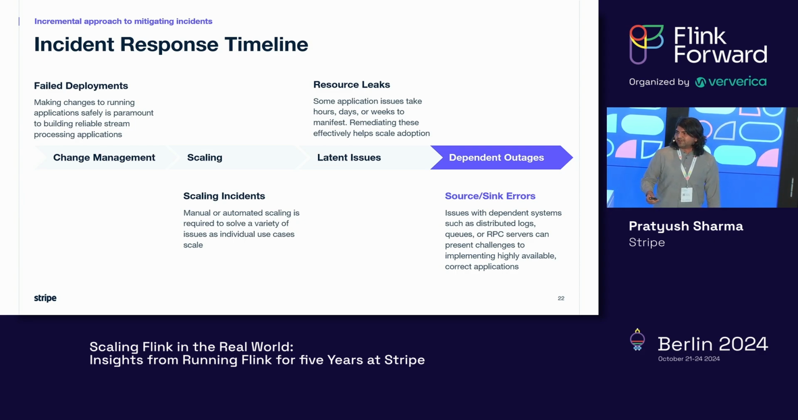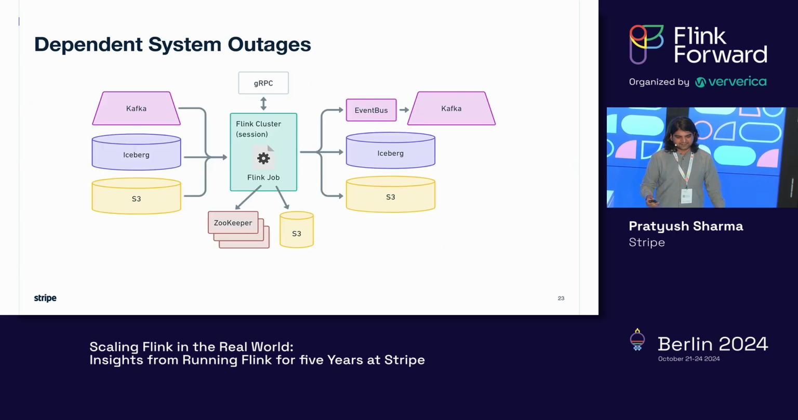Now we're going to talk about dependent outages. Flink at Stripe lies between the synchronous world and our data land. So which means we interact with everything that is a data store at Stripe, including all the RPC services. Our main sources are Kafka and Iceberg, and our main sinks are Iceberg and Kafka, but we also interact with gRPC services for event enrichment, etc.